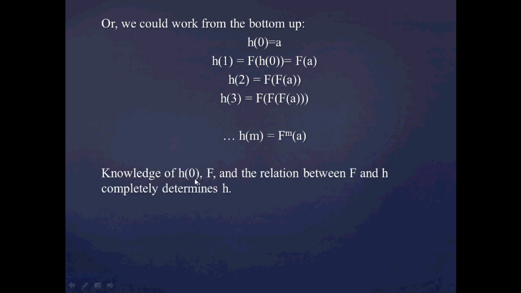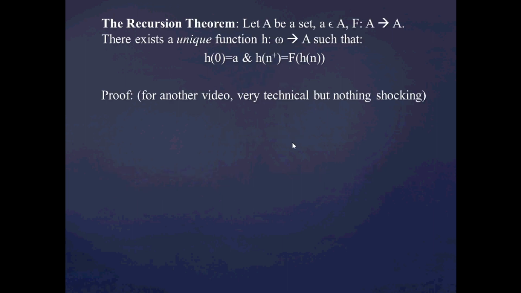So you can see here that once I know what h of 0 is, once I know what f is doing, and that f and h are related in that recursive manner, the function h is determined unambiguously. There's only one such table for h. And the fact that h is determined unambiguously from the starting conditions is given by the recursion theorem.